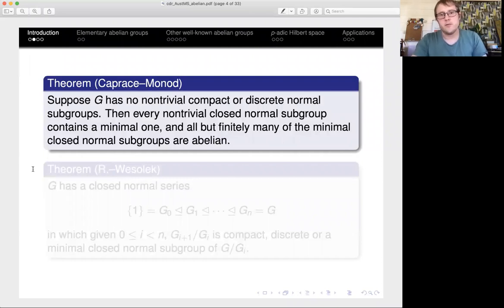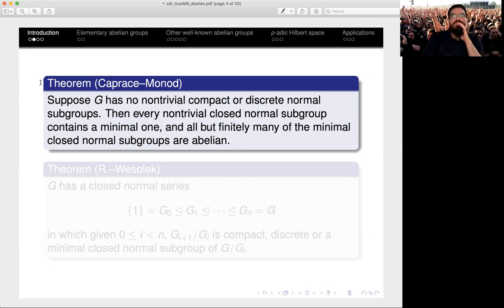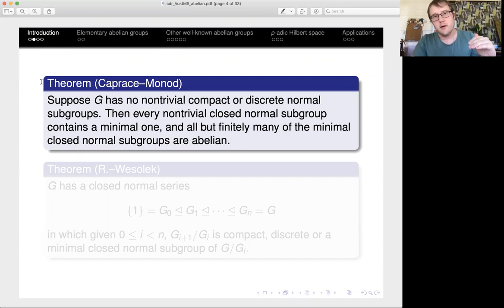One by Caprace and Monod is: if you have such a group, sorry, there should be an assumption here that G is compactly generated. That's very important. So you have a compactly generated l.c.s.c. group, and it has no non-trivial compact or discrete normal subgroups, then every closed normal subgroup contains a minimal one. And moreover, all but finitely many of them are abelian. Originally they said there are only finitely many, but actually you can get infinitely many abelian ones.